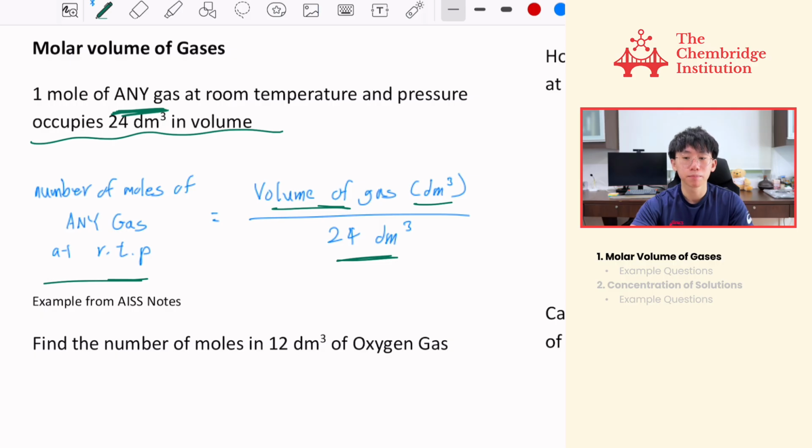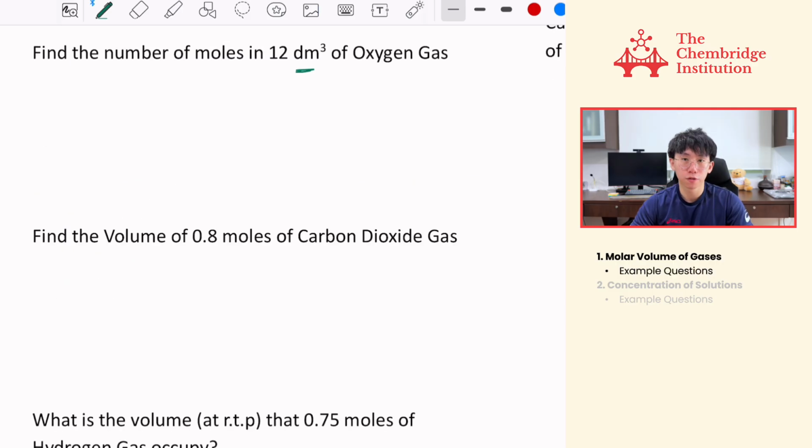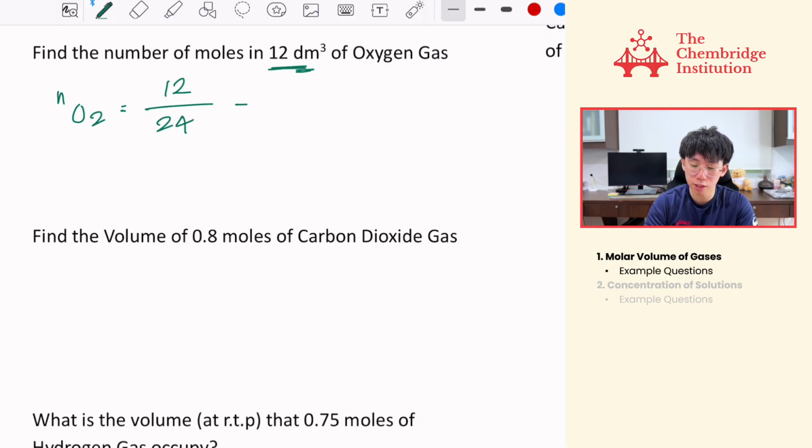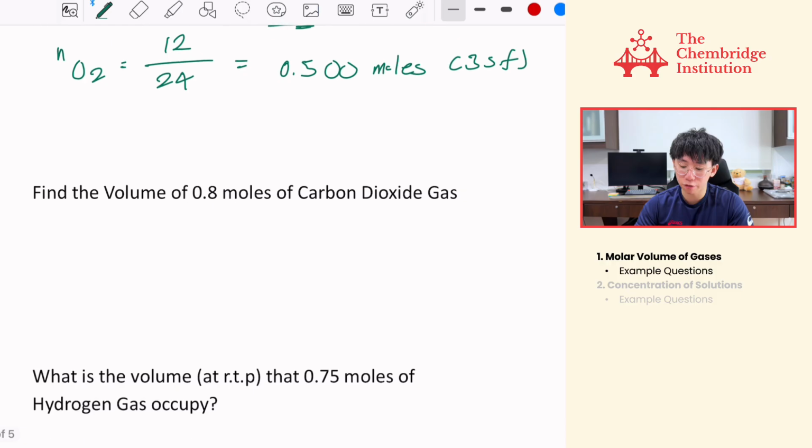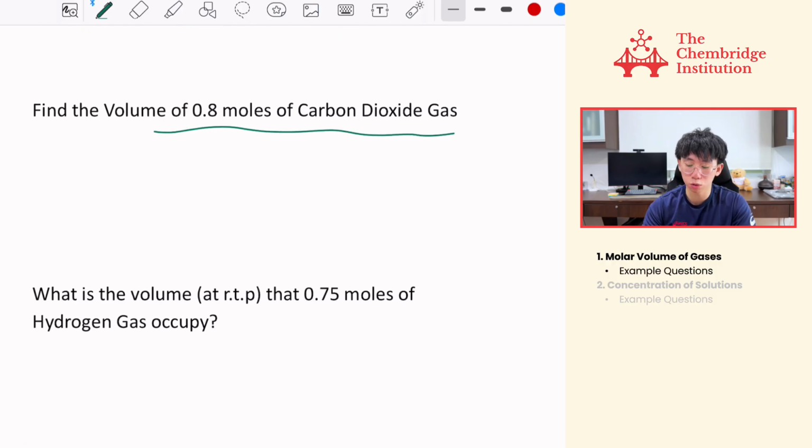So this is a new formula, right? And how do we apply it? So for this question, find the number of moles in 12 dm³ of oxygen gas. To find the number of moles, we'll take 12 dm³, which is already presented, divided by 24 dm³, and this will just give you 0.500 moles, because we need to leave it in 3 significant figures. Pretty straightforward.